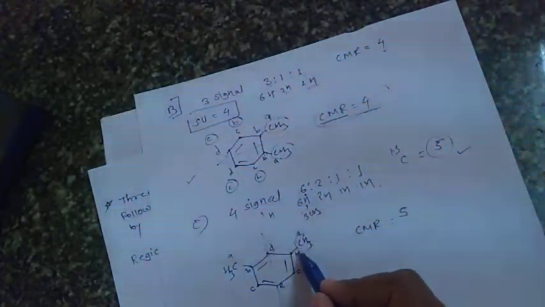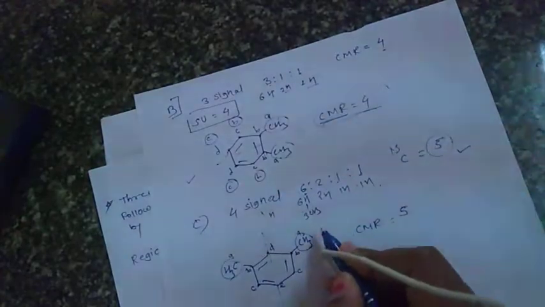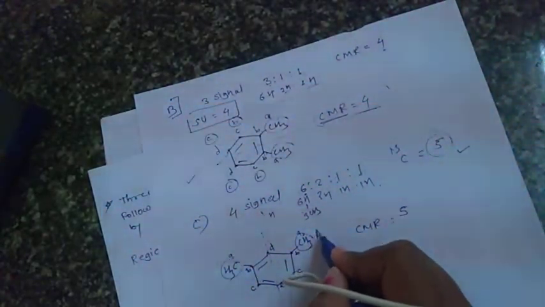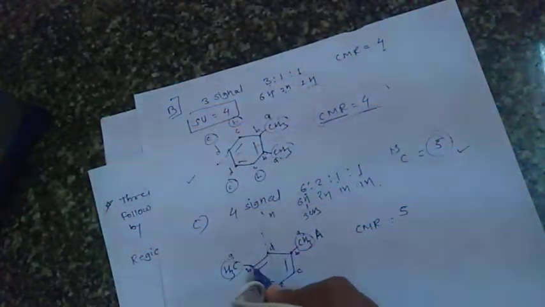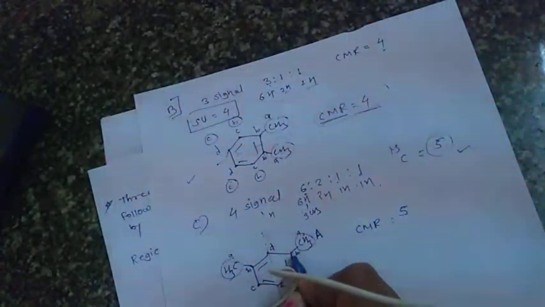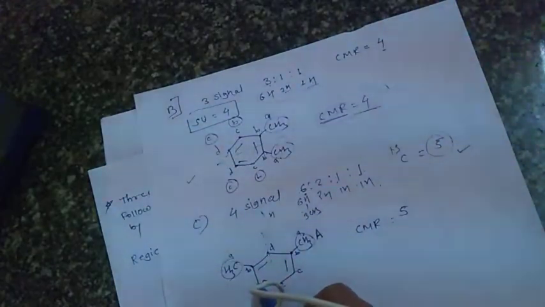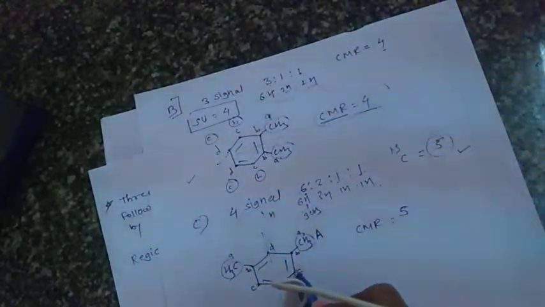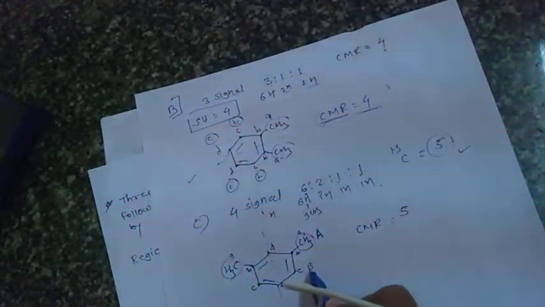Okay, this CH3 gives A type of signal. Then here these 2 carbons don't show any H1 signal. Why? There is absence of what? Hydrogen. Okay, this is the CH. This CH shows a B type of signal.